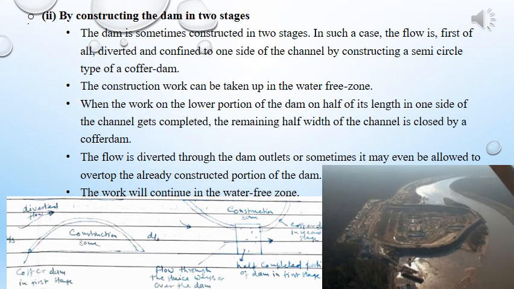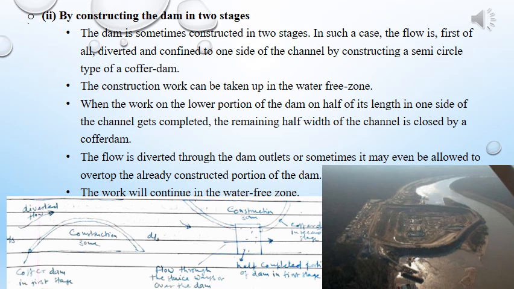The other method of diverting the water before the construction of the dam is by constructing the dam in two stages. Dams are sometimes constructed in two stages. In such a case, the flow is first diverted by constructing a semicircle type of coffer dam, so the construction work can be taken up in the water free zones.